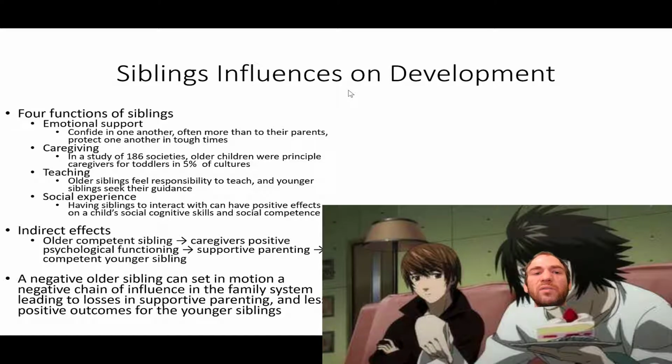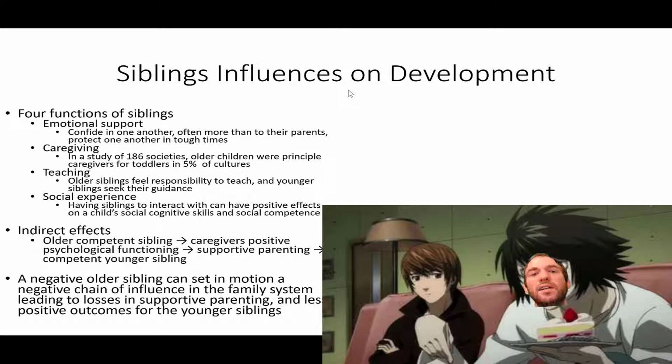So as stated, we have these 4 functions of sibling development, or impacts on development, I should say. Beginning with emotional support, this is really a protective factor wherein siblings confide in each other and depend on each other during tough times, especially. This can include tough times within the family as a whole, or maybe rocky relationships with their parents.